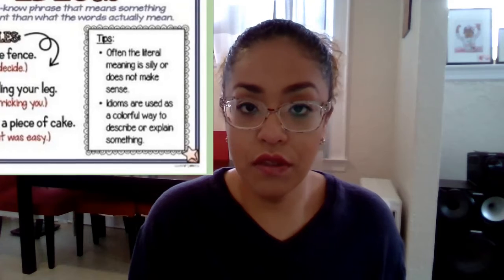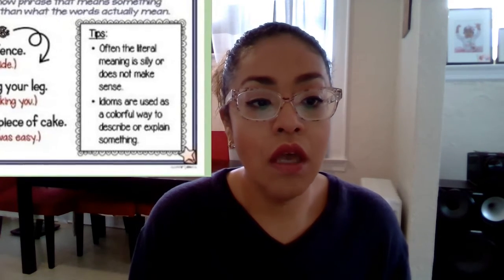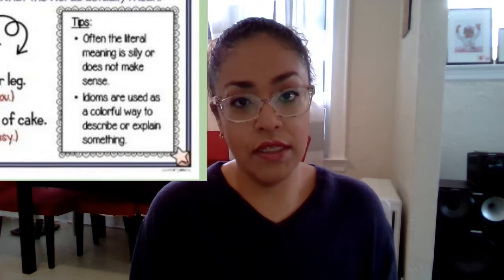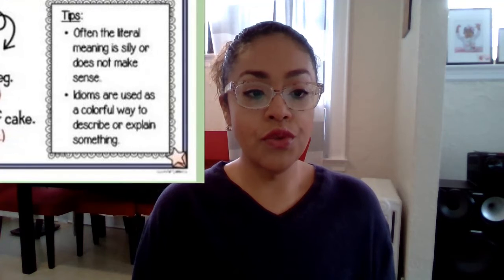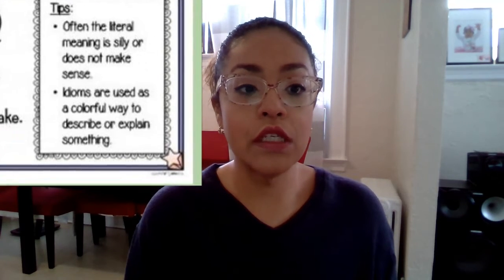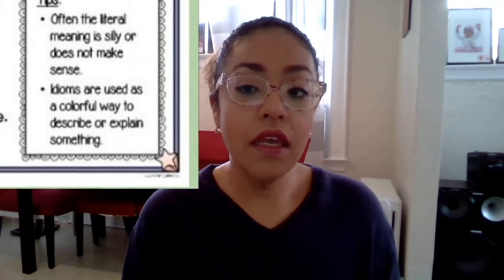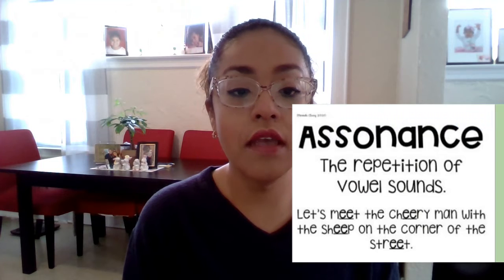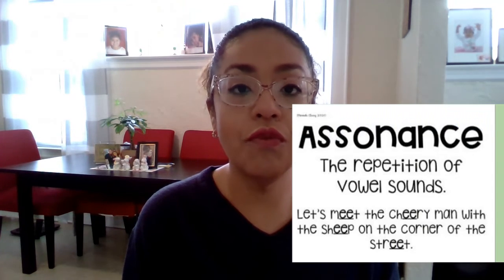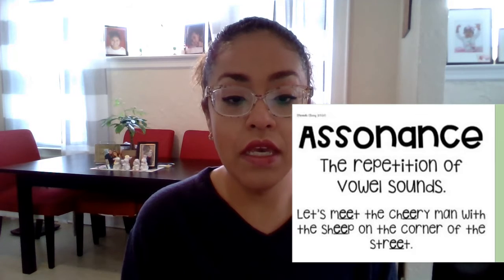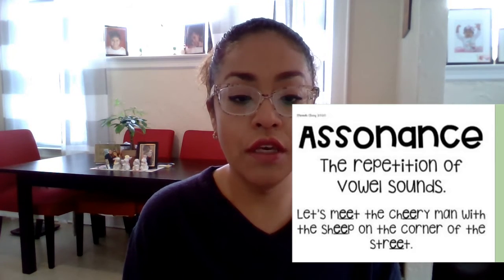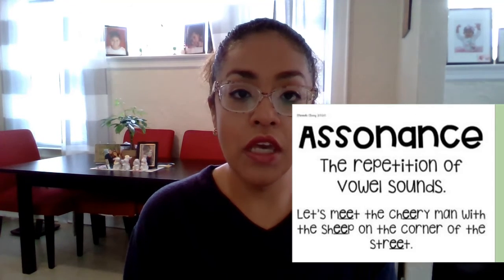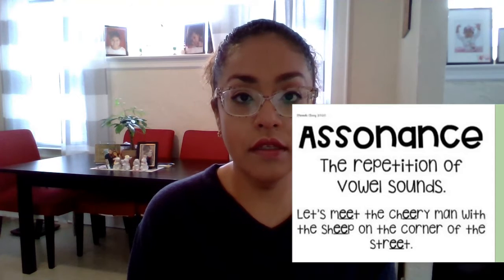So here are some tips for identifying idioms. Often the literal meaning is silly or does not make sense. Idioms are used as colorful ways to describe or explain something. The other type of figurative language that we're going to take a look at today is assonance, which is the repetition of vowel sounds. Let's meet the cherry man at the sheep on the corner of the street. The repeated sound of the double E in this sentence makes it an assonance.